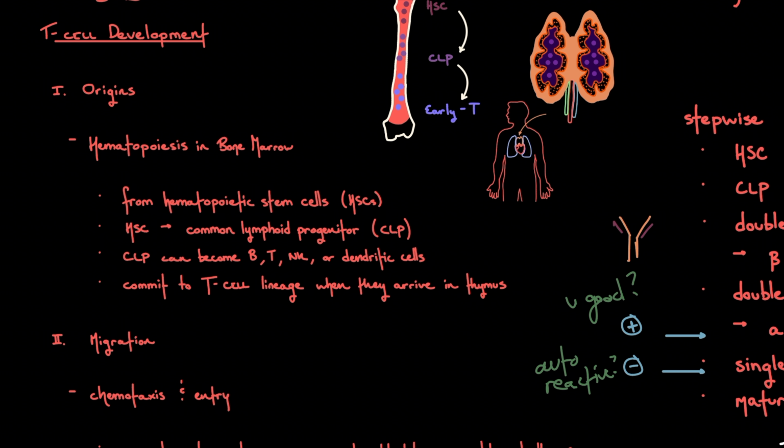Cool enough? But in this case, we are obviously talking about T cells. So I'm going to commit to the T cell lineage. And when I do that, I'm leaving the bone marrow. Get out of town. So HSC, CLP, early T. Once I decide I want to become a T cell, leave the bones, go to the thymus for college.